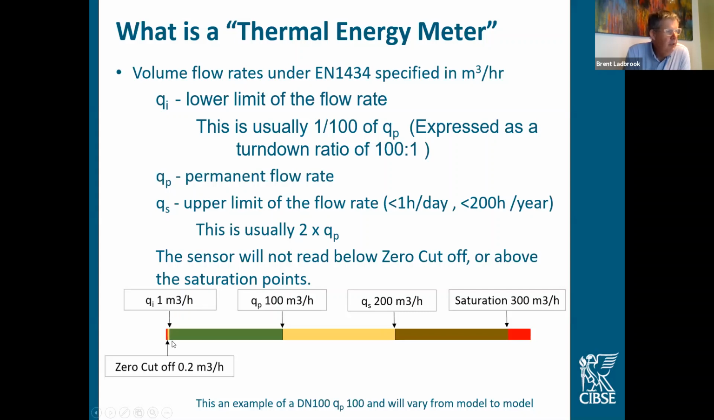You'll see down here on our left-hand side, there's a small zone where we will get a reading, but we're getting down to accuracies that are not really desirable between our zero cutoff and our QI. So whenever we're sizing flow sensors, we want to be somewhere around this range here. Obviously, as we go up here, our pressure loss increases. So you might want to pay attention to this slide, there might be a question on this at the end of our presentation. You never know.